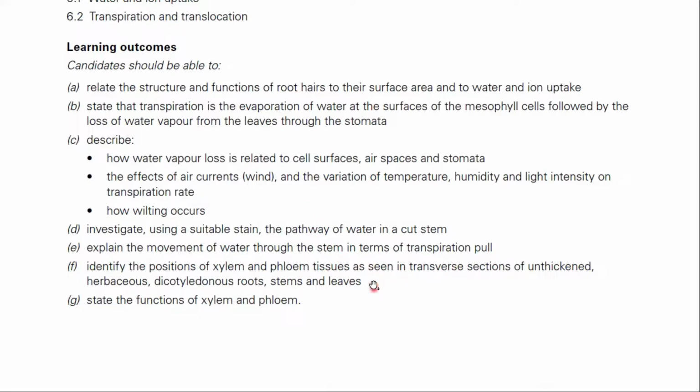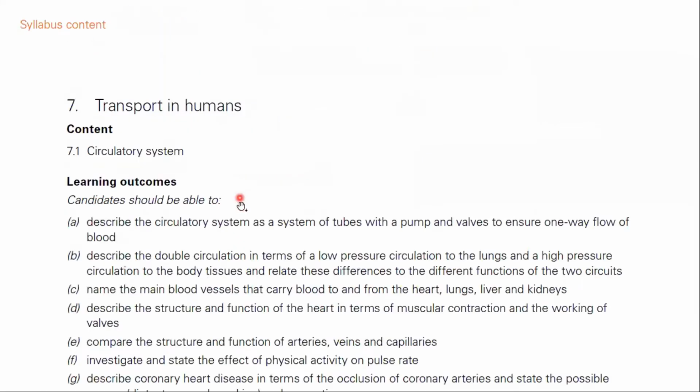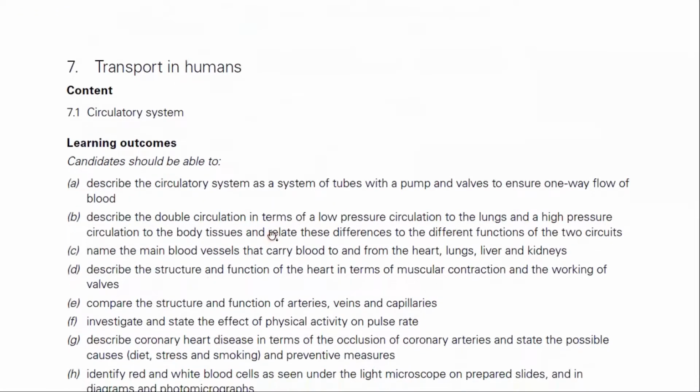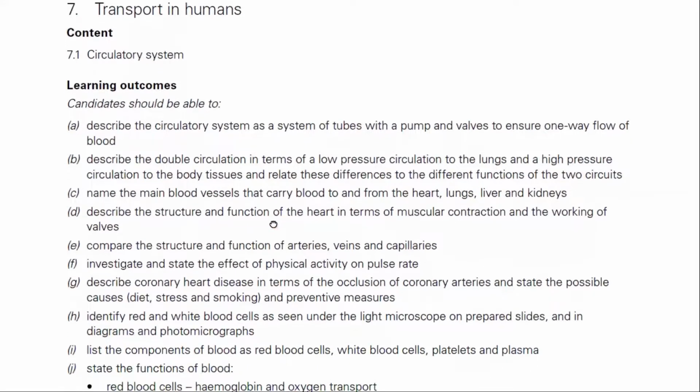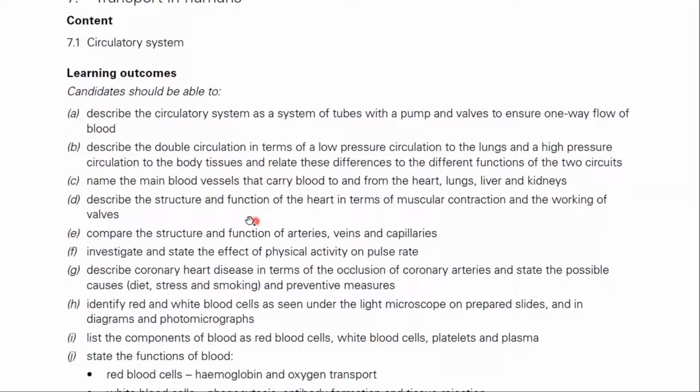Also, in translocation, we will be discussing deeply the functions of xylem and phloem, the difference in their structure, and also the pathway of water and food that they usually take through xylem and phloem and different parts of the flowering plants. Then we have the seventh chapter, which is known as transport in humans, which basically consists of the whole circulatory system. We have different tissues, heart, lungs, kidney.